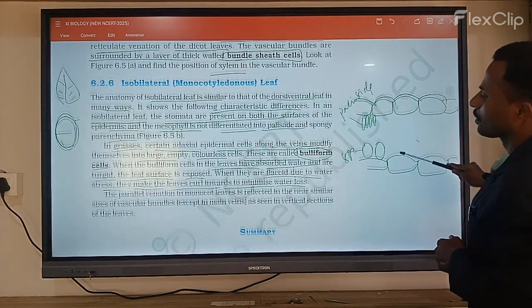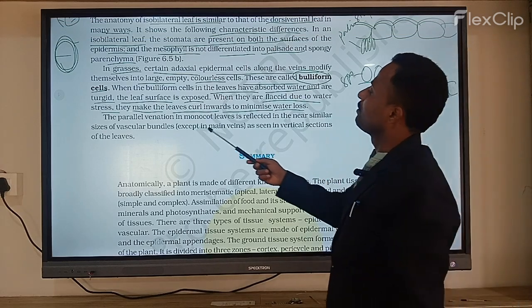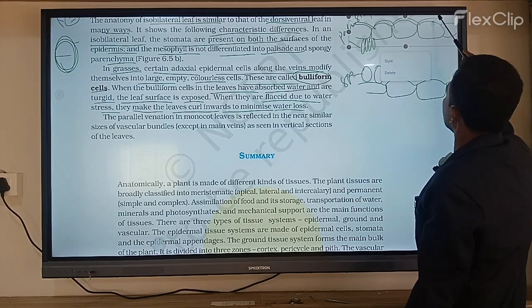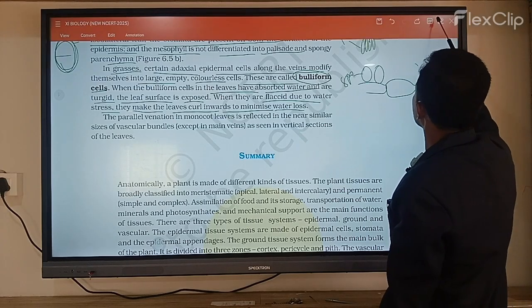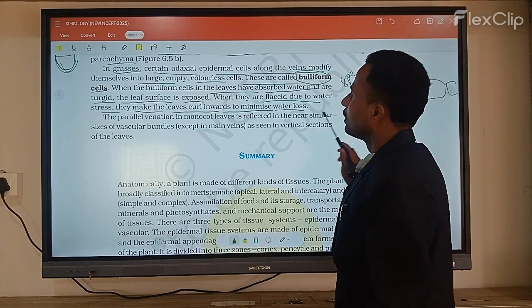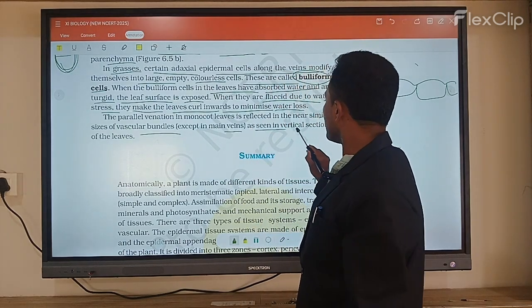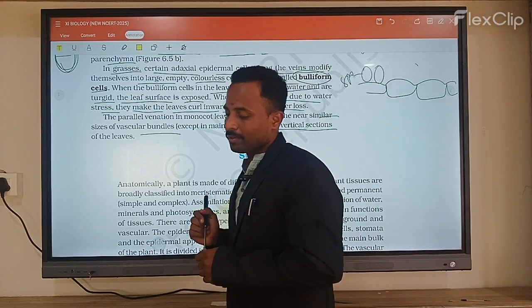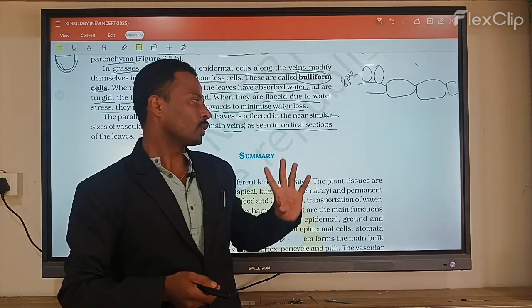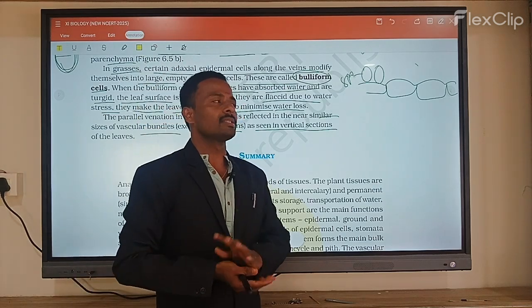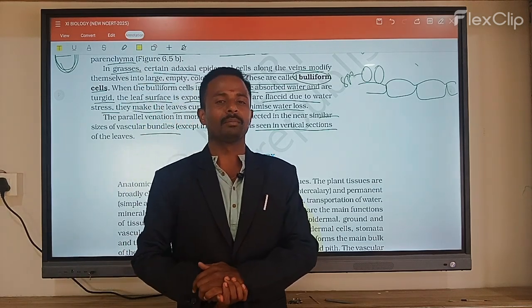Next, the parallel venation of the monocotyledon leaves is reflected in the similar size of vascular bundles, except in the main veins, as you see in a vertical section of the leaf. When you take a vertical section of a leaf, you see these entire sections. Okay, this is the anatomy of flowering plants.